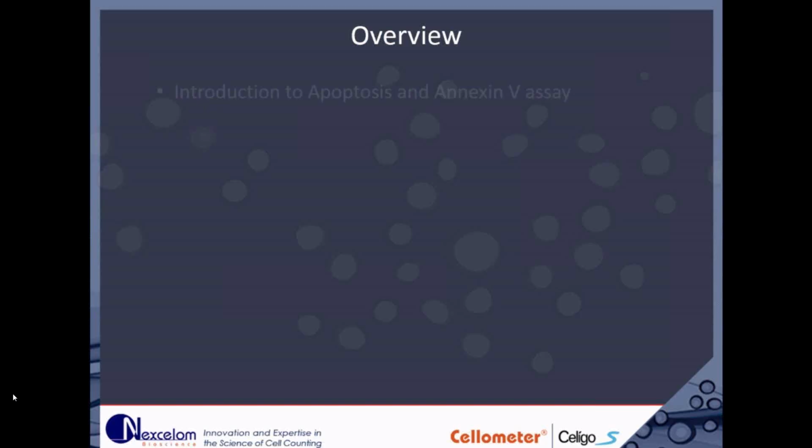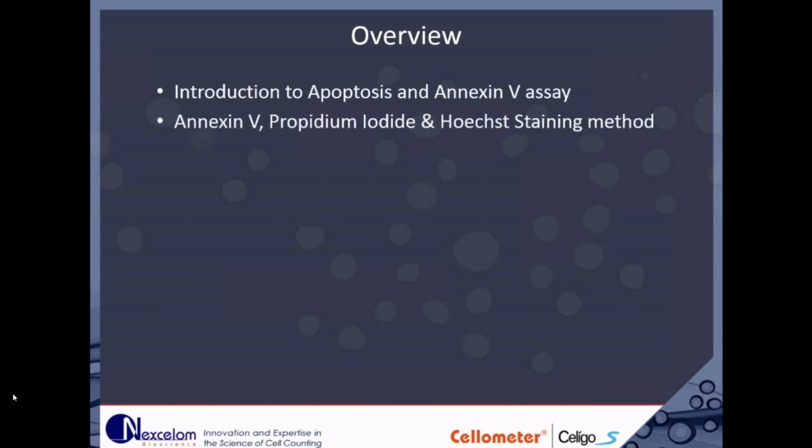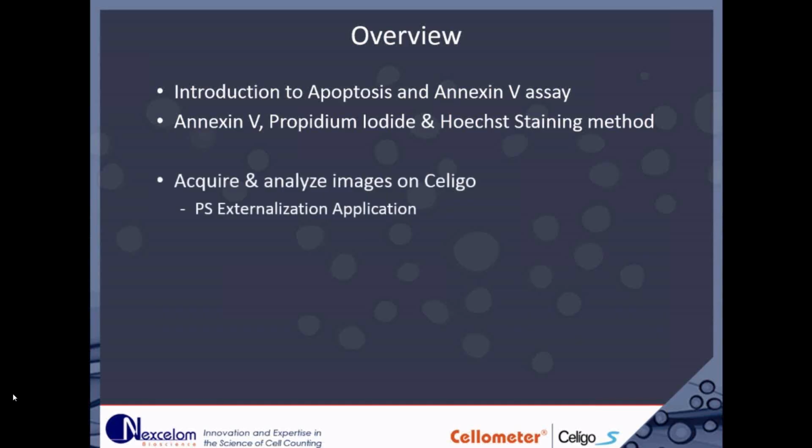First, we're going to give you an introduction of what apoptosis and the Annexin assay is, and then I'll tell you how I prepared my plate with the staining of the cells. Then we're going to cover how to acquire and analyze the images on Celigo with the PS externalization application. It's a very easy, 3-channel application.